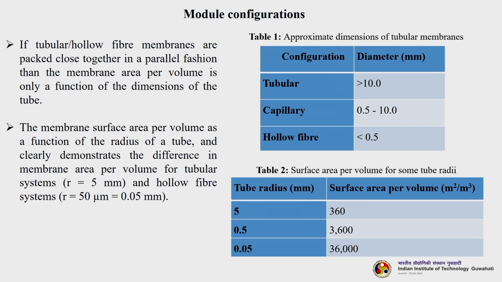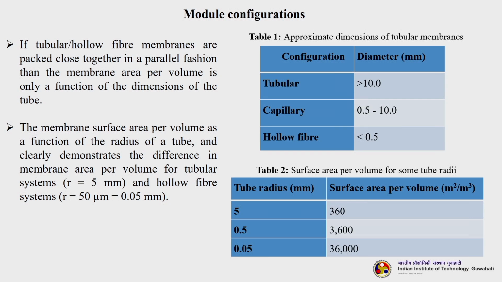You can see the approximate dimensions of tubular membranes. Tubular is usually greater than 10 millimeter, capillary is 0.5 to 10 millimeter, and hollow fiber is usually less than 0.5 millimeter. The membrane surface area per volume is a function of the radius of the tube and clearly demonstrates the difference in membrane area per volume between systems. Usually the radius is about 5 mm in a tubular system, and in a hollow fiber system it is between 50 micron and 0.05 mm. You can see Table 2, where we have given the surface area per volume for some tube radii.